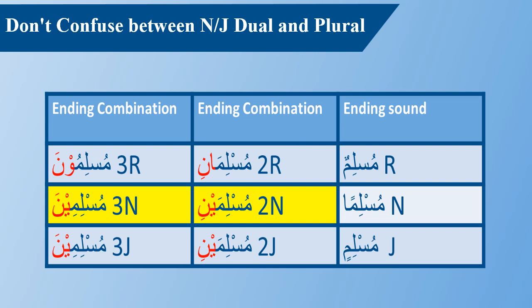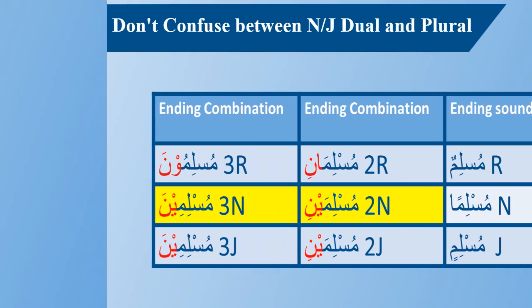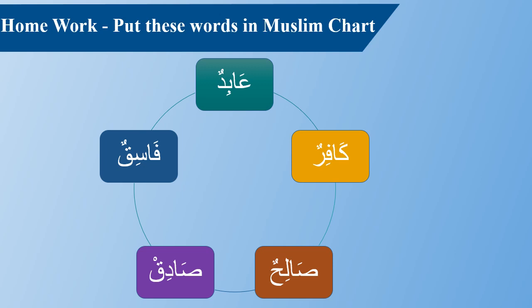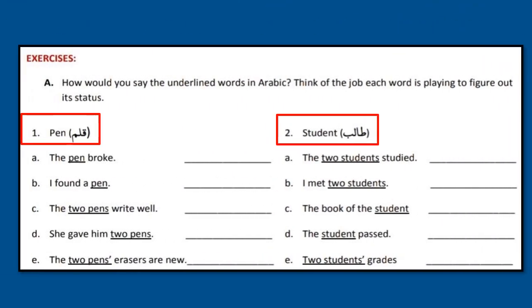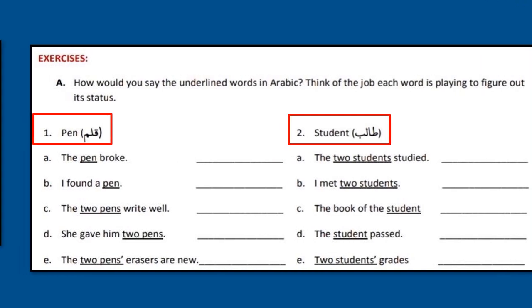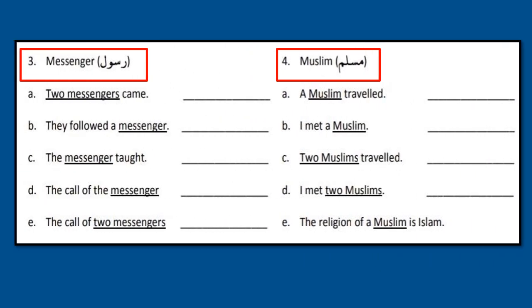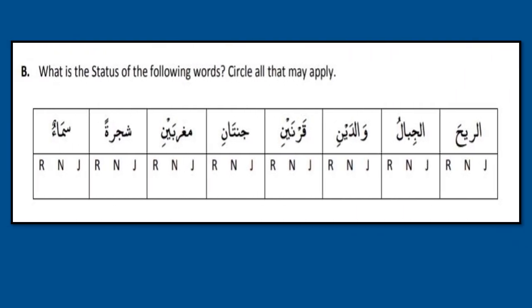Now some homework for you. These are words that you have to put into singular, dual, plural, rafa, nasb, and jar status. And please attempt these exercises as well. You'll have to translate them into Arabic. For your convenience, the word that you have to translate has been given in its singular form. Also, work on this homework. Make sure that you look at the ending combination first. And if you don't see any ending combination, that's when you look at the ending sound.